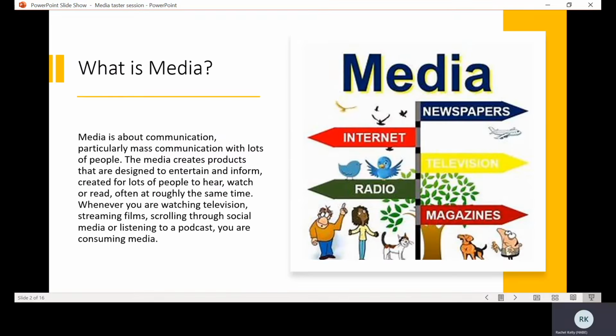So what is the media? Hopefully you'll know a little bit about it, but just as an introduction, media is about communication, particularly mass communication with lots of people. The media creates products that are designed to entertain and inform us, and they are created for lots of people to hear, watch or read, often at roughly the same time. So they're competing for our attention. Whenever you are watching television, streaming films, scrolling through social media, listening to a podcast, you are consuming media.